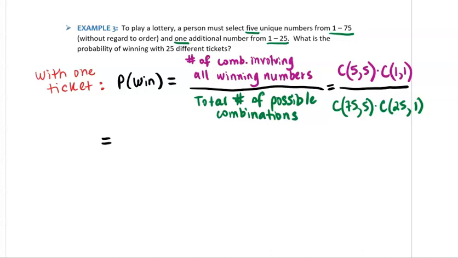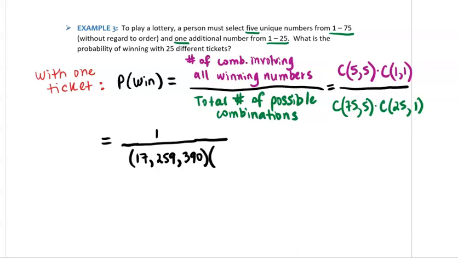I'm not going to show the combination formulas. I will just show the results. So the numerator ends up being 1. There's only one way to select those winning numbers, and that is to have the ticket with the winning numbers. In the denominator, the C75,5 ends up being 17,259,390.